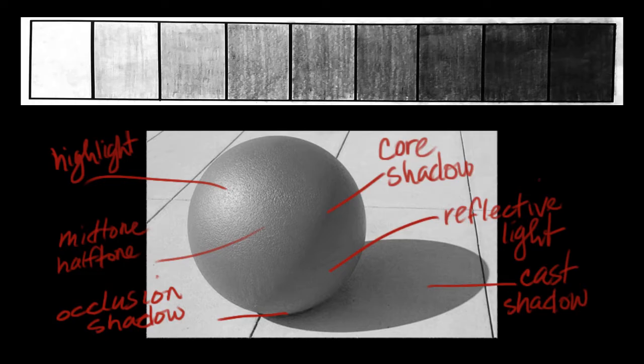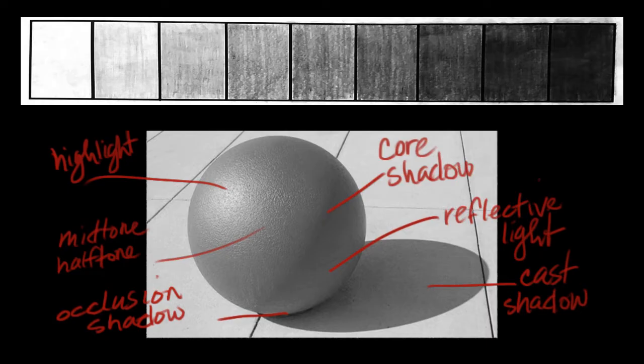Now with this sphere, this is where we get to see where the light is coming from. We have our main highlight. That light fades into what's called the midtone or halftone. That's where you see the true color of an object. Then you have your core shadow, which is the darkest shadow on the object.